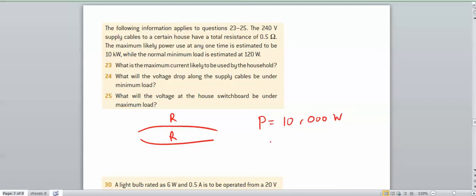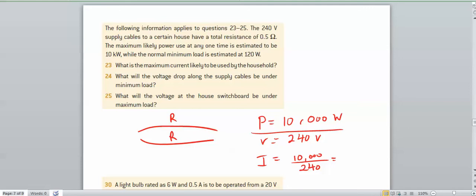Okay, so we have 10,000 watts, and the voltage supply is 240 volts. So the current at maximum, this supply here, is equal to 10,000 watts of power divided by 240. What's that? 10,000 divided by 250 is around about 42 amps, maybe. I don't know, it's too late.